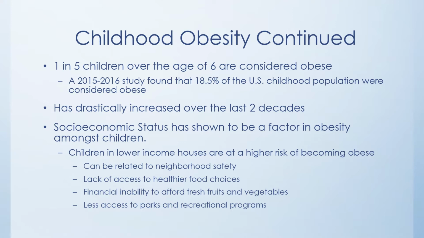People who might be in lower income housing are at higher risk because they might not have the financial means to provide healthier meals, because in today's world, getting fresh fruits and vegetables is much more costly than going through McDonald's and getting the dollar menu, and that's just really unfortunate. There may be a lack of access to healthier foods. Some neighborhoods might not have a big supermarket filled with different food choices, both healthy and fresh, to choose from. There may be less access to parks and recreational programs.